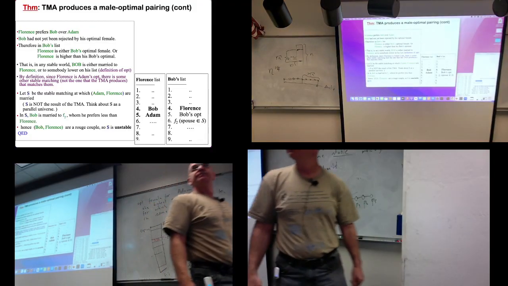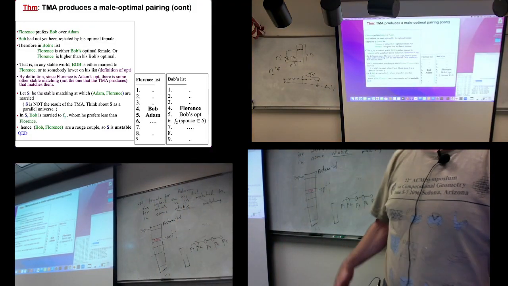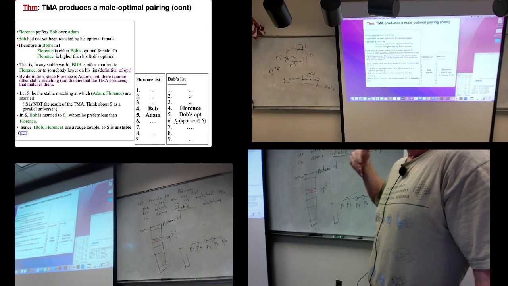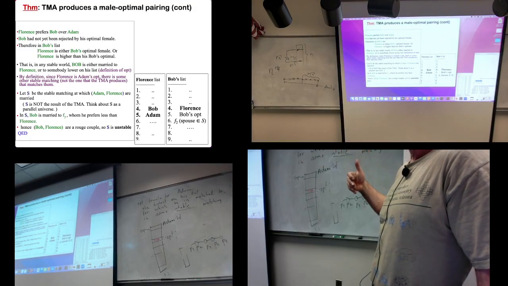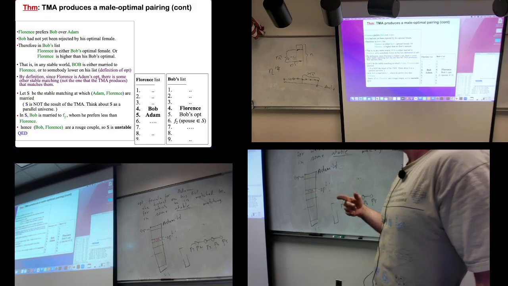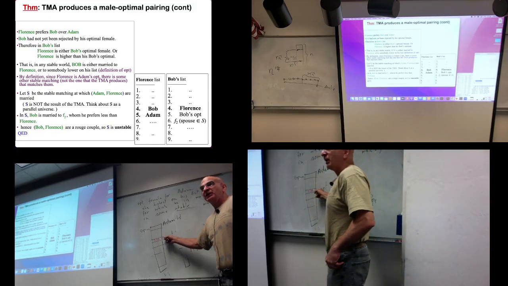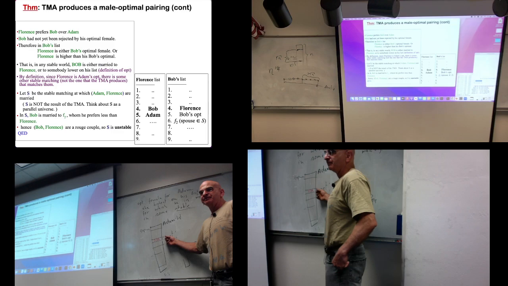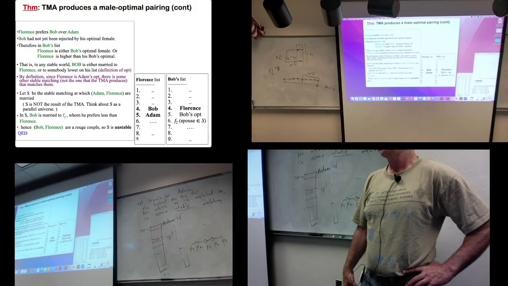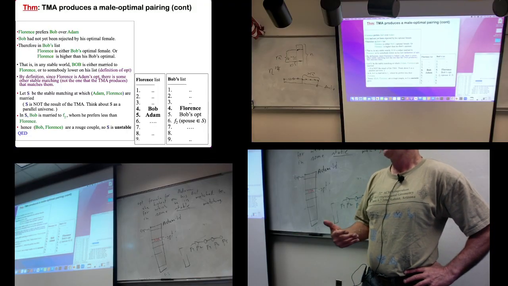So it's a contradiction. Contradiction to what? Where did we get to all this scenario? We got to it because Adam was rejected in the TMA by his optimal female. Conclusion: his optimal female, Florence, will not reject him in the TMA. QED. So we saw that the TMA, the traditional marriage algorithm, is male optimal.